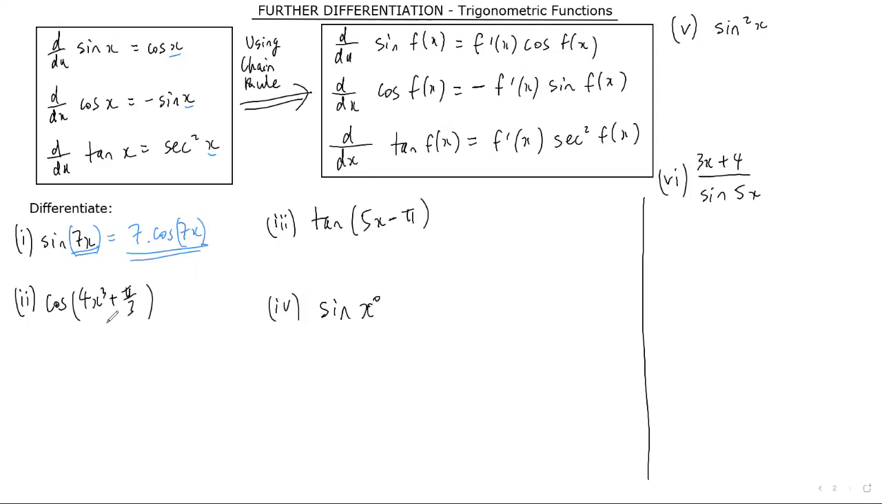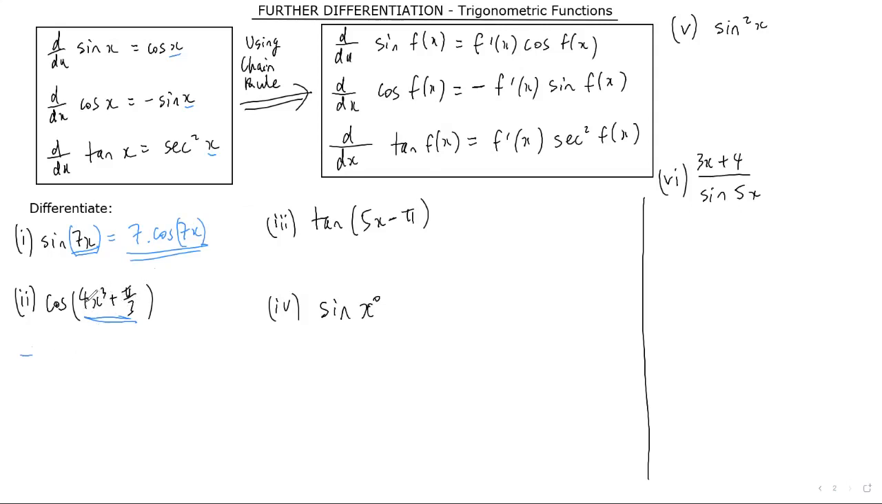The same here in this situation. So you've got cos, so the derivative of cos would be minus. So in this case, this is going to be equal to minus. What's the derivative of 4x cubed plus pi over 3? Now, it's important to note that pi over 3 is just a number, pi being the number 3.14, etc. So pi over 3 is just a number, so it's a constant. So when you differentiate, it disappears. All that remains is this.